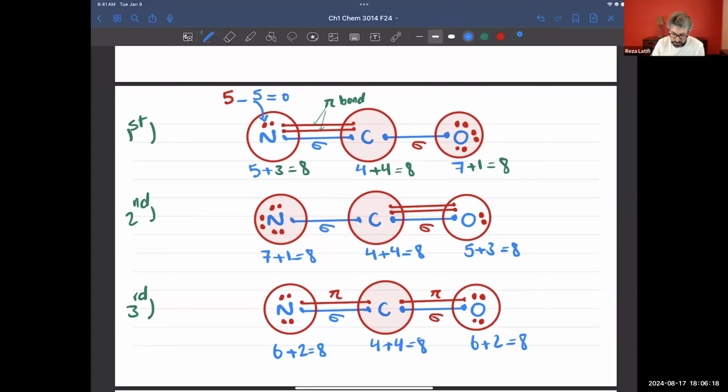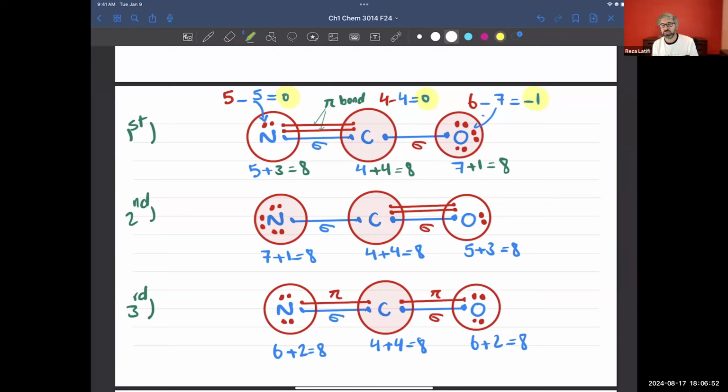Repeat this for carbon. Carbon is in group 4. I see 4 electrons inside the circle, so it will be 4 minus 4, which is 0. How about oxygen? Oxygen is in group 6, but I see 7 electrons inside the circle. So I go minus 7, and that's going to give me -1. Now let's highlight the charges: -1, 0, 0.